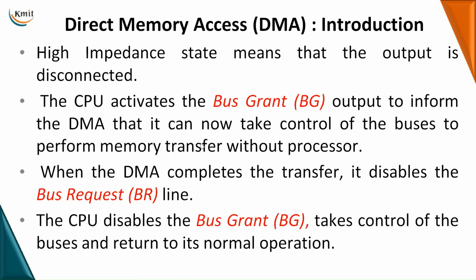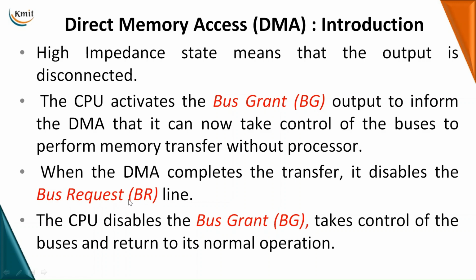And once it puts the bus into a high impedance state, the CPU will activate the bus grant signal, and it informs the DMA that it can now take control of the bus to perform the data transfer between the memory and the peripherals without the intervention of the CPU. And whenever the DMA gains the bus grant, it will complete the transfer.